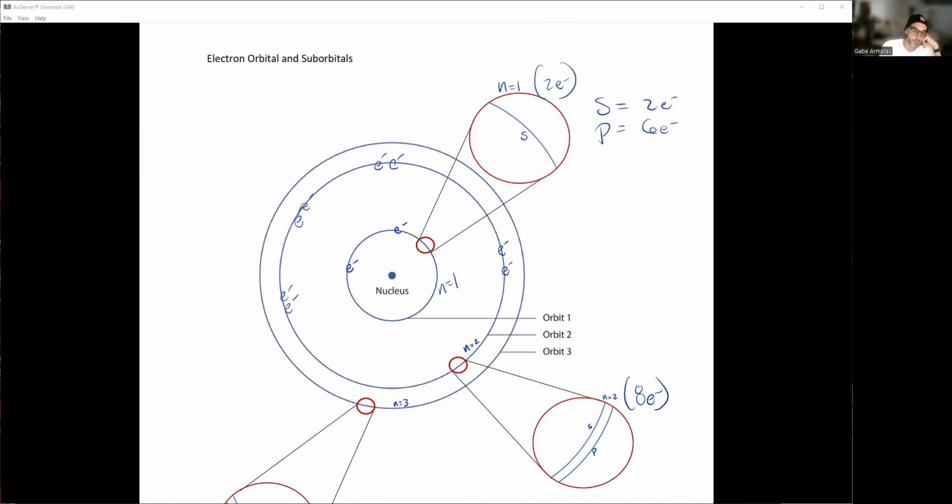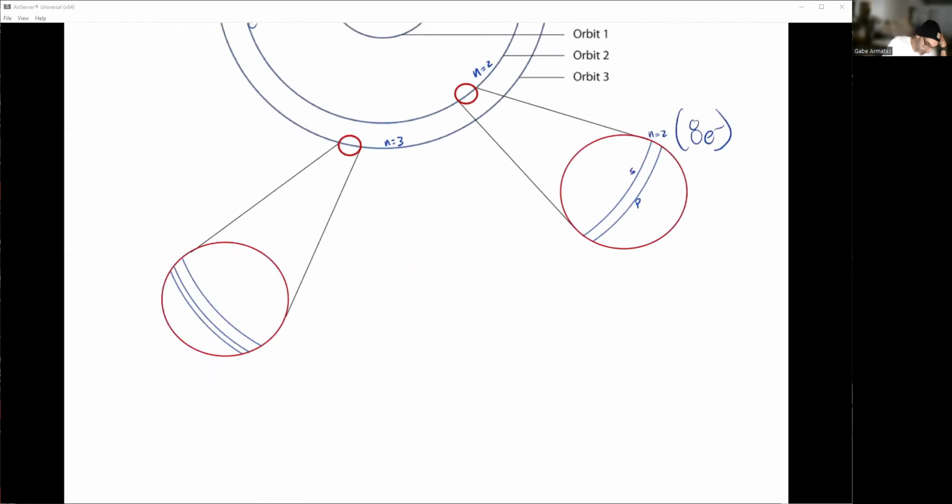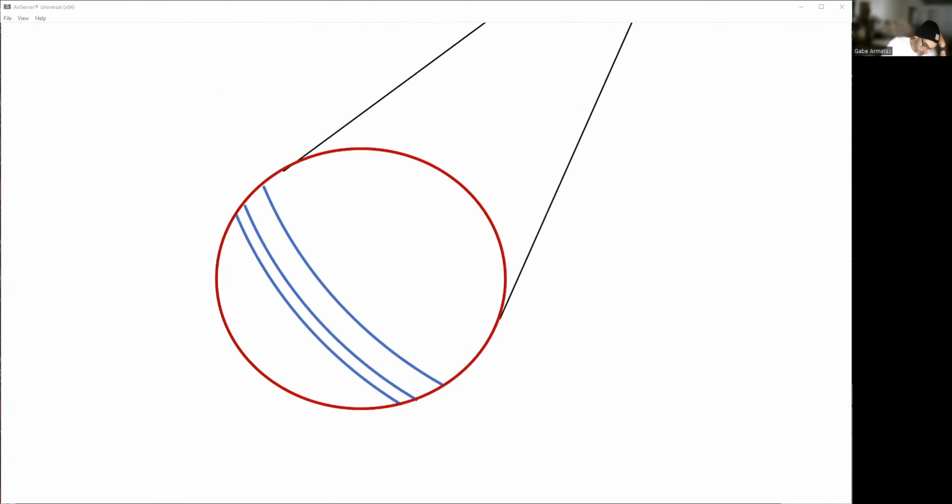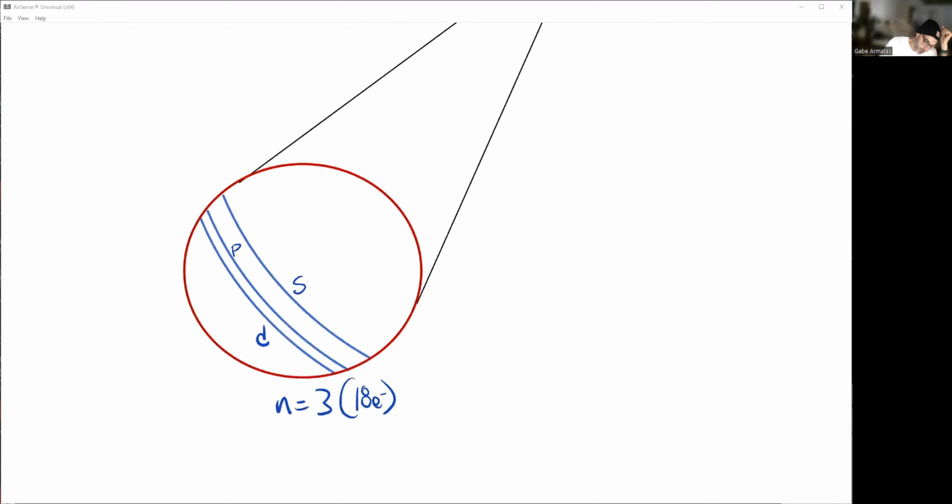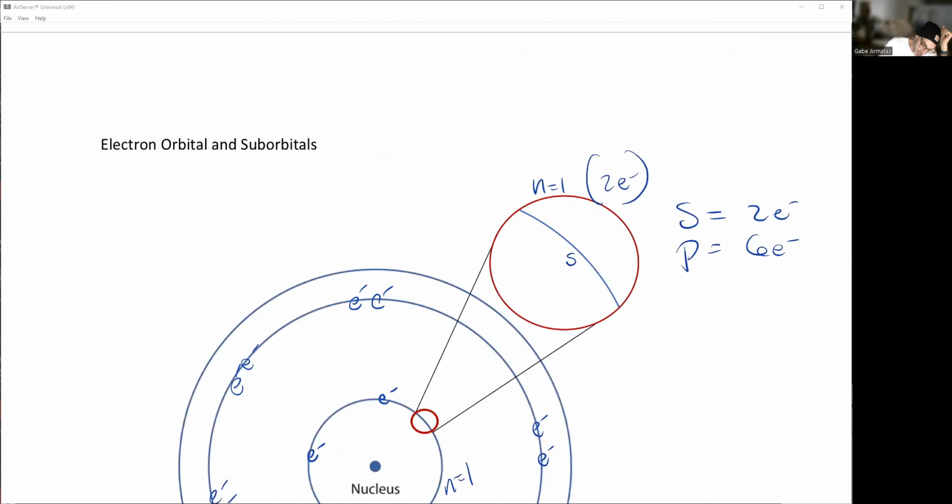Okay. And then finally, the most complicated one is the n equals 3. At least for our purposes, n equals 3, the closest one is the S. The next one is the P. By the way, the first one is the S. The second one is the P. And then the last one is the D. The S can hold 2. The P can hold 6. And the D can hold 10 for a total of 18 electrons. Okay. So the D can hold 10 electrons.